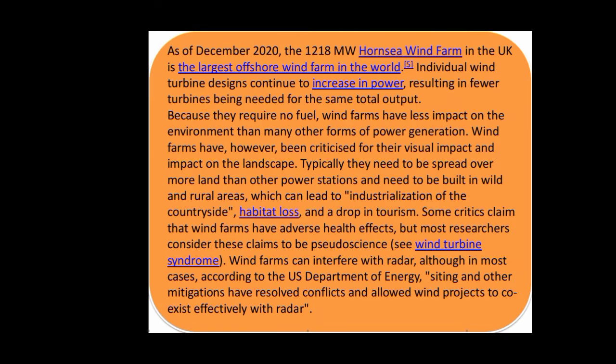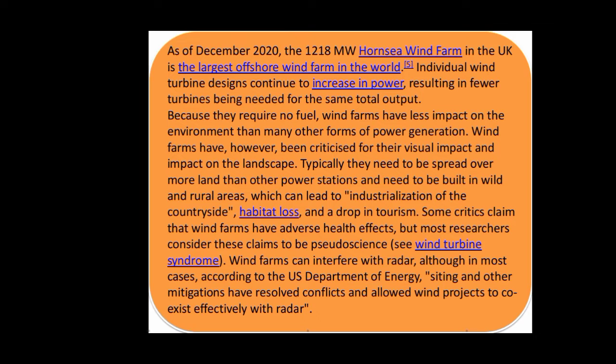So here are the wind farms. As of December 2020, the Hornsea wind farm in the United Kingdom is the largest offshore wind farm in the world.